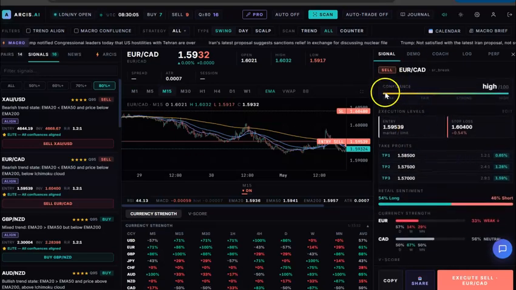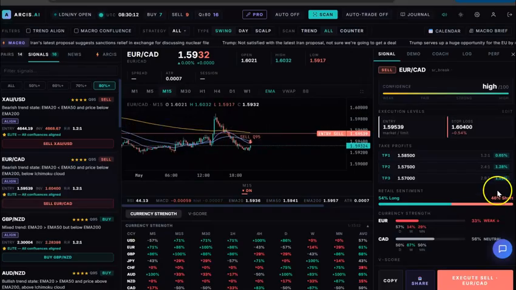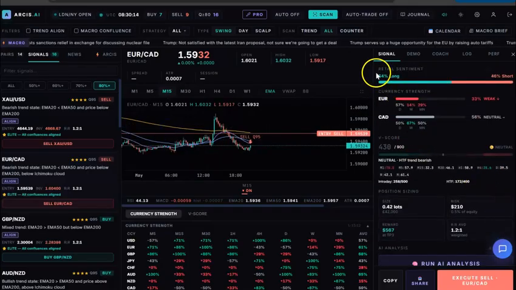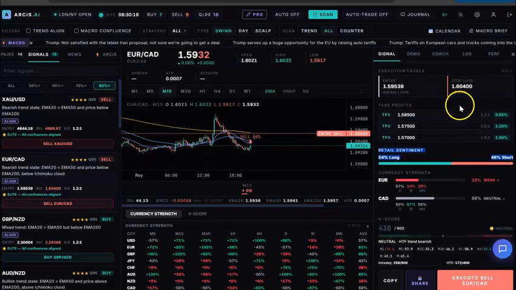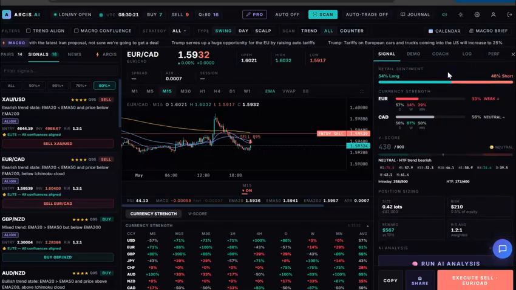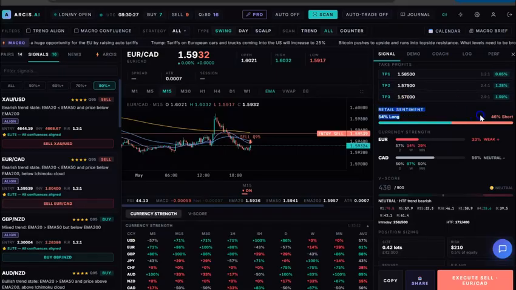This is a high confidence score out of 100 that the euro CAD will be going down. If we look at the retail sentiment, this is the gauge that I like to look at also. This is based across 15 to 20 different trading brokers online and liquidity providers that we plugged into the platform, and it scans where retail position is, and then it gives it a score out of 100.